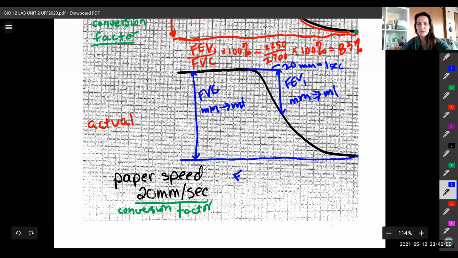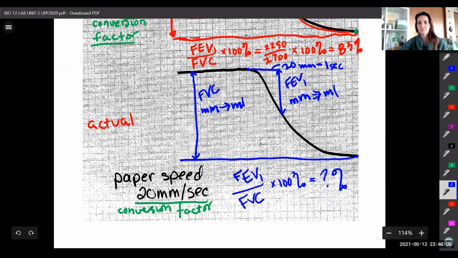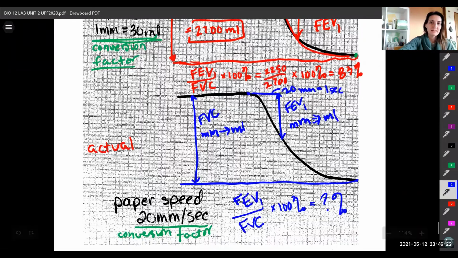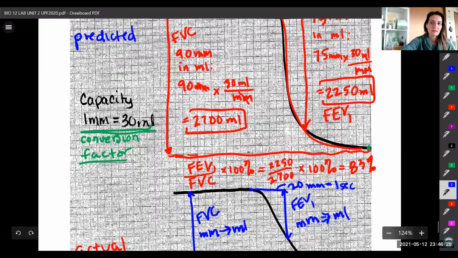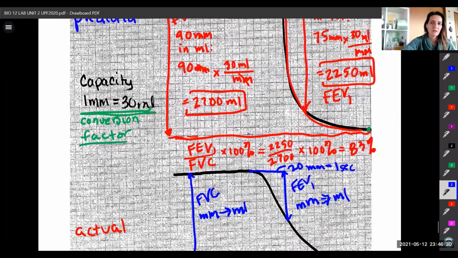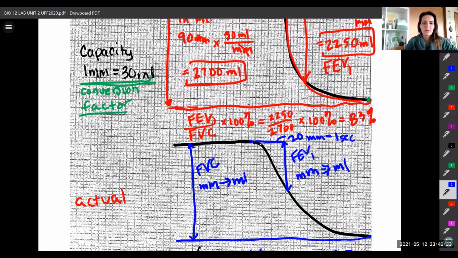And then you just set up the ratio once again, FEV1 divided by FVC multiplied by 100%. It gives you your percentage. And hopefully, just eyeballing it right now, you might predict that you're going to get a percentage that's less than the 80%, right? This individual obviously has a smaller FVC, and we can see that the FEV1 is a smaller proportion of that overall volume.